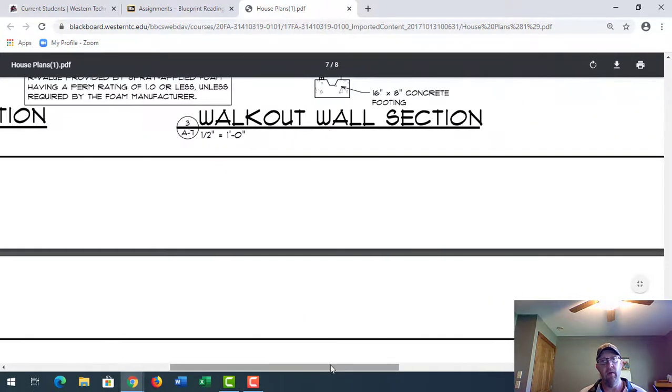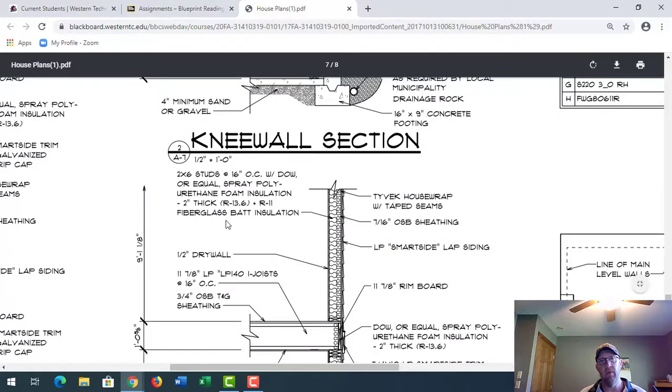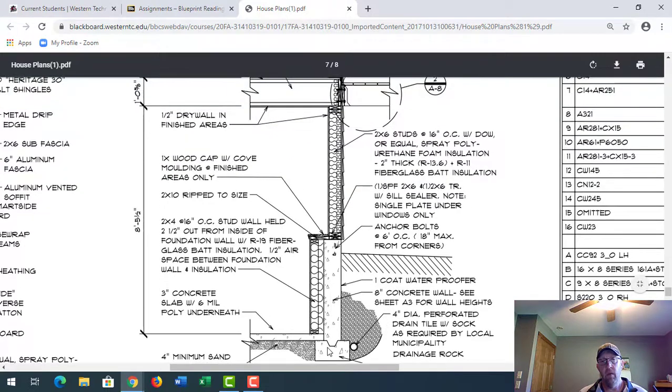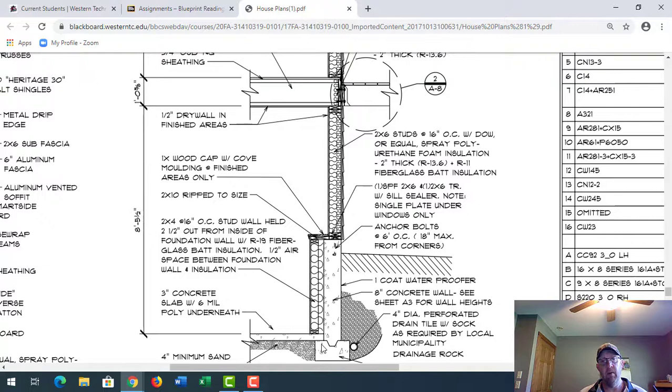Let me go to drawing 2. Drawing 2, sheet A7, is a knee wall section. You don't need to know what that is right now, but here's what I'm going to tell you. This particular house has a walkout basement in it. What that tells me is that as I walk around this house, there's a sloping lot that the house is sitting on.